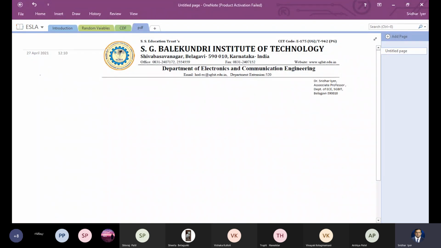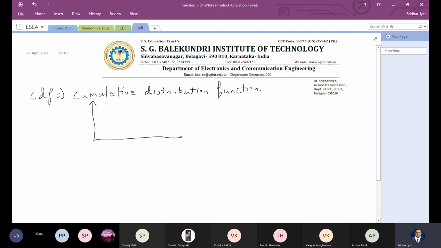So let's quickly recap what we had done yesterday. We had proceeded with the concept of CDF, which stands for cumulative distribution function. It is known as cumulative because it cumulates or adds the probability at every point. So if you have the value x here, and the CDF F_X(x), then the CDF looks like a staircase function with a final value of 1 because the total probability is 1.